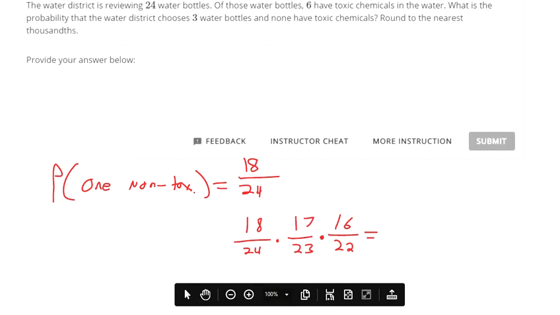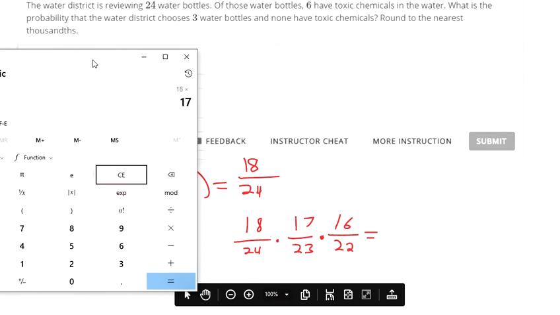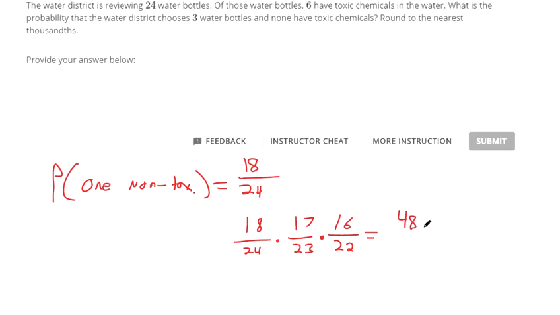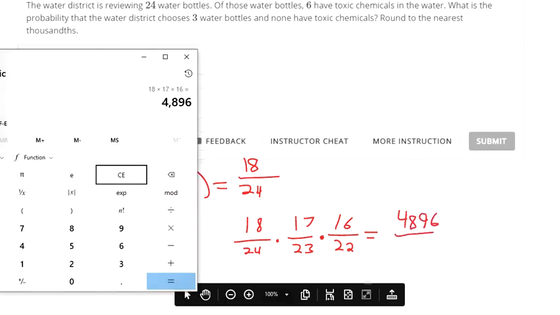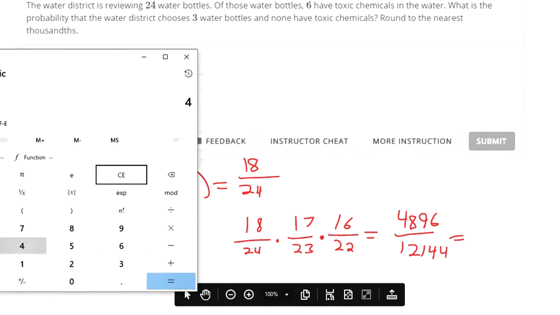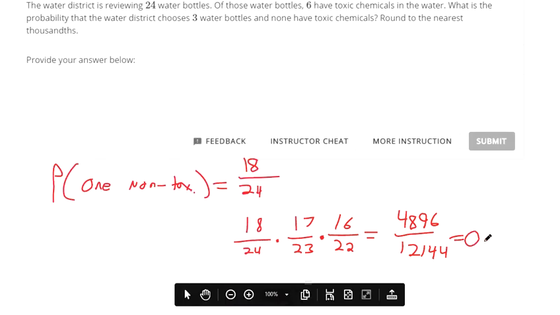It's supposed to round to the nearest thousandth, so that'll be nice. We can change to a decimal at the end. All we have to do now is the fraction work. 18 times 17 times 16 is 4896. And then we got 24 times 23 times 22. That makes 12,144. And as a decimal to the nearest thousandth, that's 0.403. That's the probability that you pick 3 water bottles and none of them have toxic chemicals.